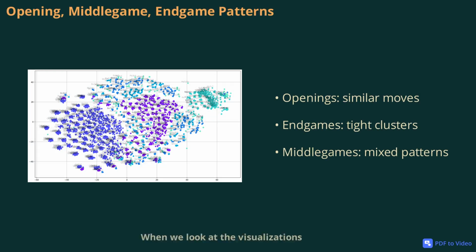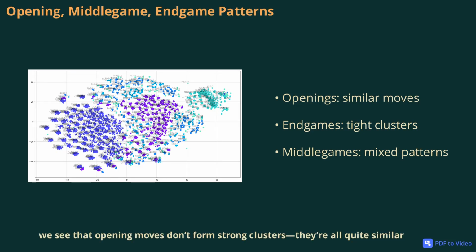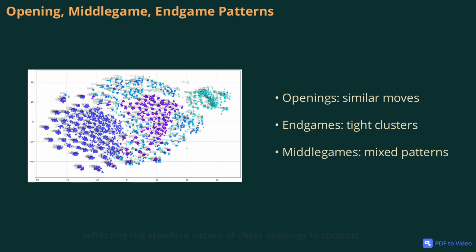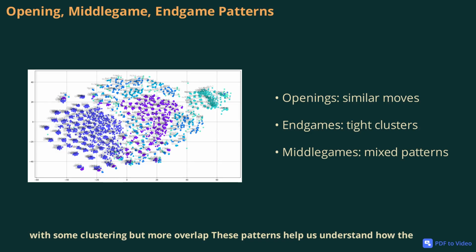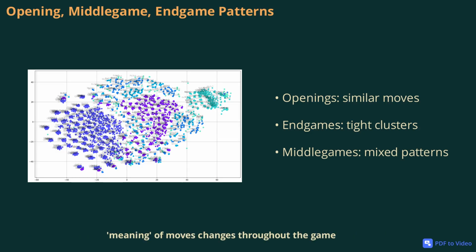When we look at the visualizations, we see that opening moves don't form strong clusters. They're all quite similar, reflecting the standard nature of chess openings. In contrast, endgame moves cluster tightly by piece, showing distinct roles for each piece in the final phase. Middle game moves fall somewhere in between with some clustering but more overlap. These patterns help us understand how the meaning of moves changes throughout the game.